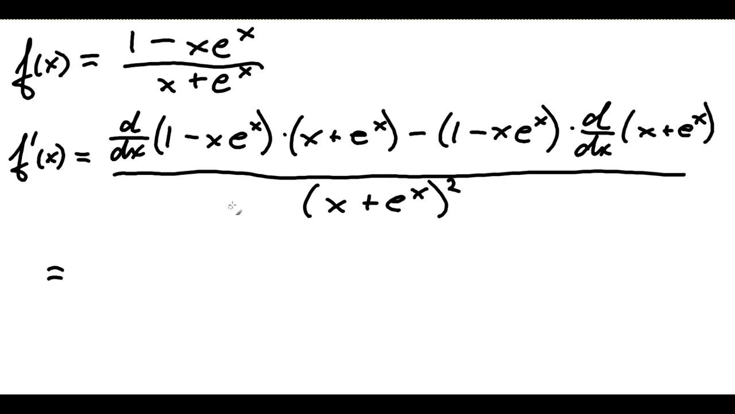So let's start working some of this out. We have the derivative of 1 minus x e to the x. We can differentiate each term individually. We have the derivative of 1, which is 0, minus the derivative of x e to the x. Let me come back to that. For right now, I'll just write the derivative of x e to the x.